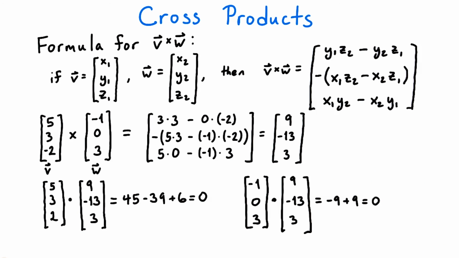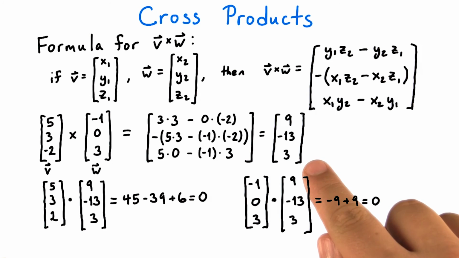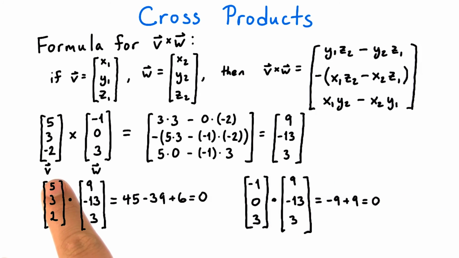One way to help confirm that we did our arithmetic correctly is by checking that our outcome is orthogonal to both of our vectors v and w. The dot product of v with the cross product will be 45 minus 39 plus 6, which is 0. And then the dot product of w with the cross product will be negative 9 plus 0 plus 9, which is 0. So our result is orthogonal to both v and w.